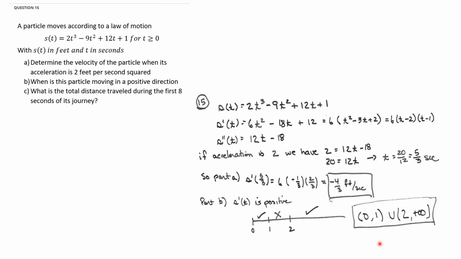Now we have one more question. What is the total distance traveled? I asked for total distance, not where we ended up. So it's not net distance, it's total distance during the first 8 seconds of its journey. And note, my dear students, that we started at 1 because when t equals 0, we're at 1.